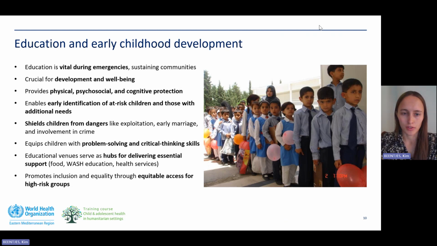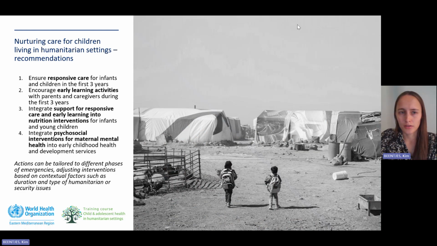Additionally, educational venues serve as hubs for delivering essential support, and this can include daily meals, WASH education, and health services. And schools also promote inclusion and equality through equitable access for high-risk groups. Then these are some nurturing care recommendations for people living in humanitarian settings.